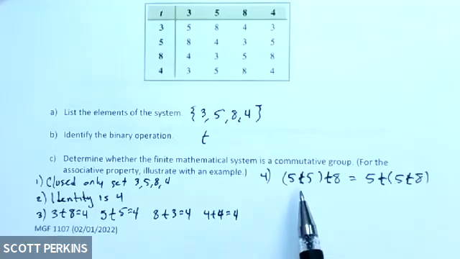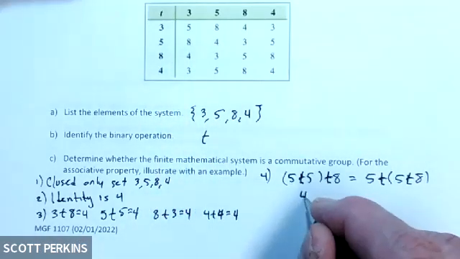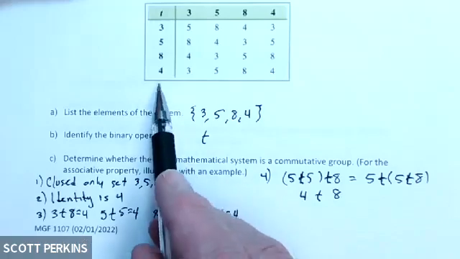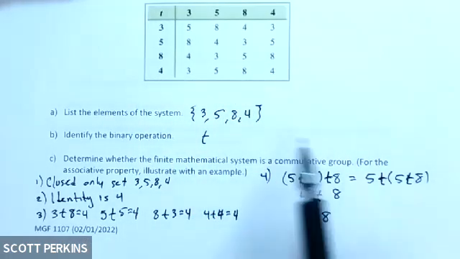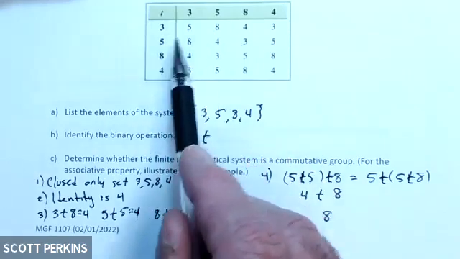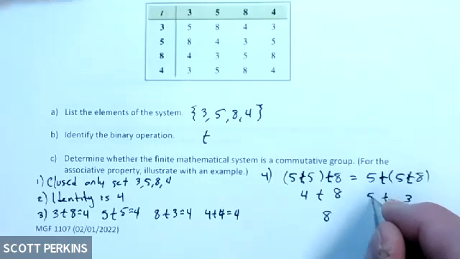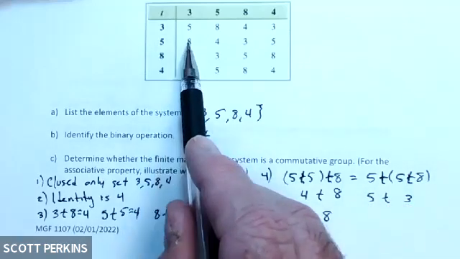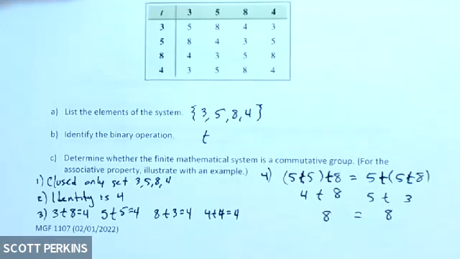So according to the table, when I combine 5 and 5, I get 4. And then when I combine 4 and 8, I get 8. On the other side, 5 combined with 8 is 3. And then 5 combined with 3 is 8. So I got the same thing. The associative property seems to hold.